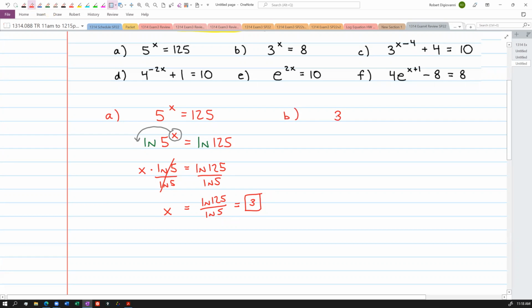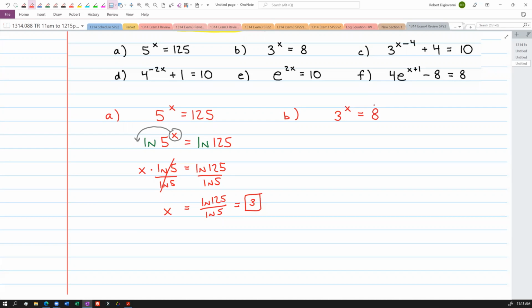3 to the x equals 8. This is another simple problem because it's just like the first one. The first one was just 5 to the x is 125. We could look at that and say, oh yeah, the answer is 3 without doing any of this. But on this one, nobody here is going to tell me what x is. No one's going to be able to get that mentally. I mean, 3 to the first power is 3, so it's not 3. 3 squared is 9. It's not 9 because it's bigger. So it's somewhere between 1 and 9. But what is it? I couldn't tell you.